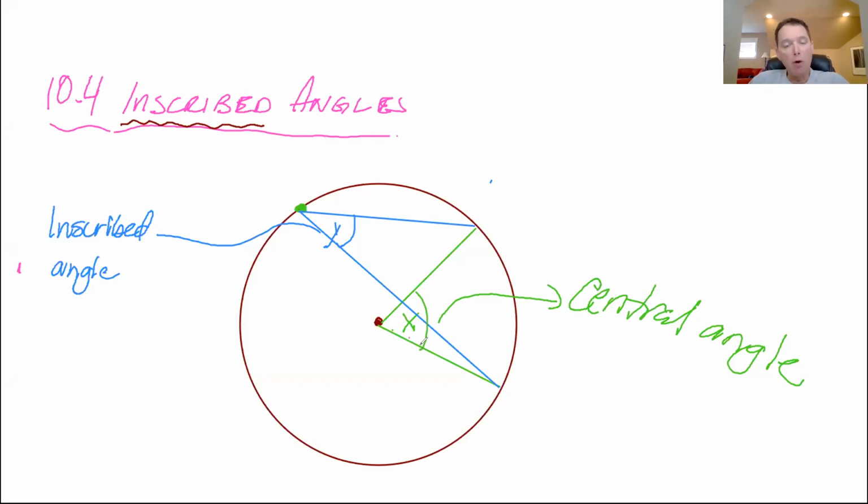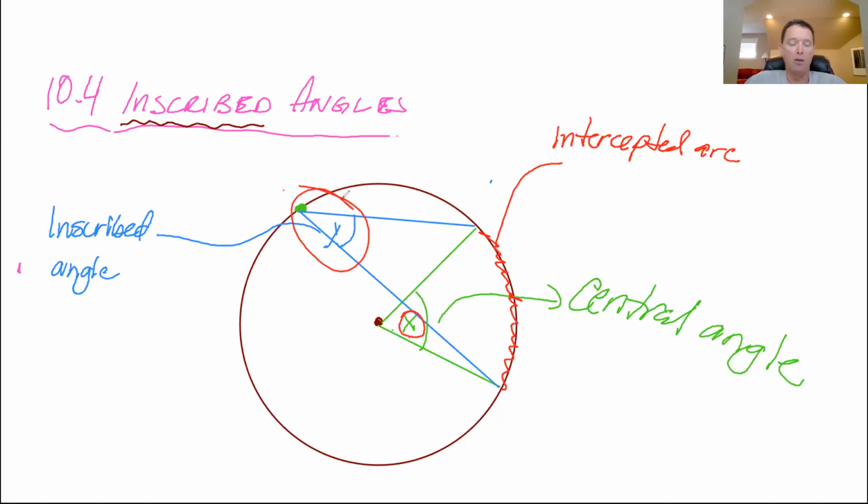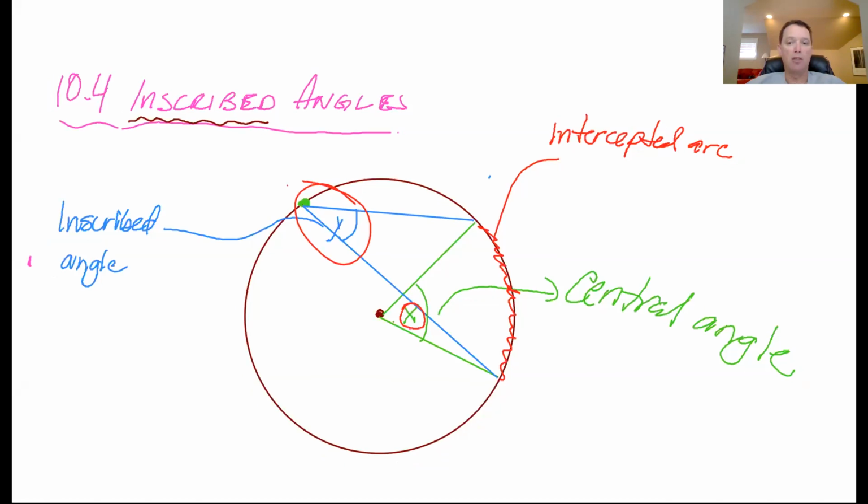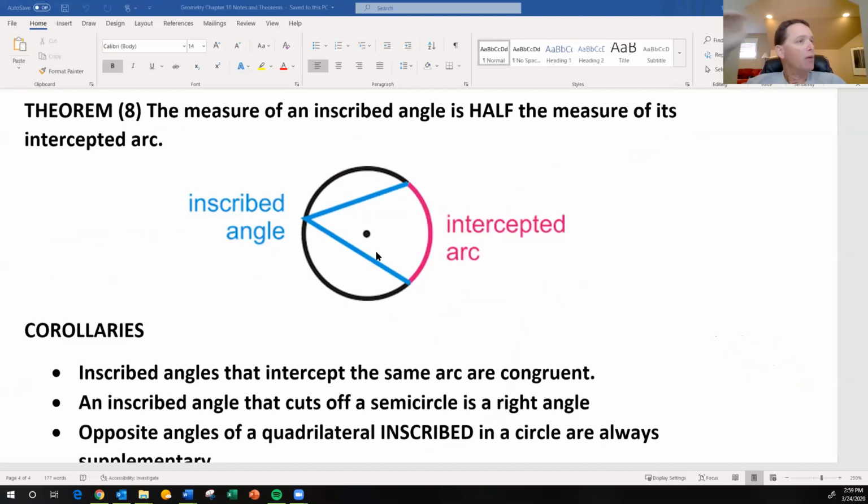Now you notice in this case, both of these angles are cutting off, we have a better term for it than that, but I'll use cutting off the same arc. This arc is called the intercepted arc. So we've already covered the fact that the central angle here will equal the measure of the intercepted arc. What we're going to look at today is how this angle relates to that arc. And again, this is on your theorem sheet that I handed out to you. This is the picture we're going to use here.